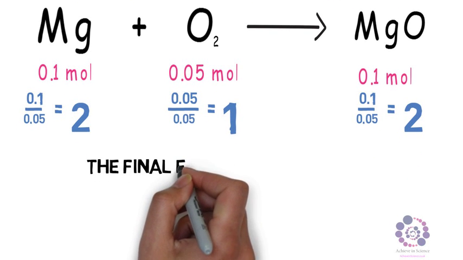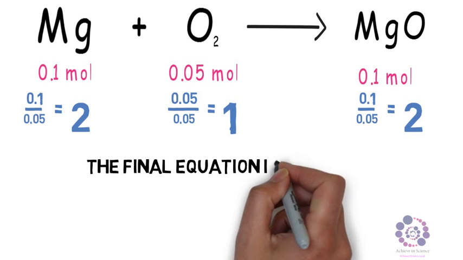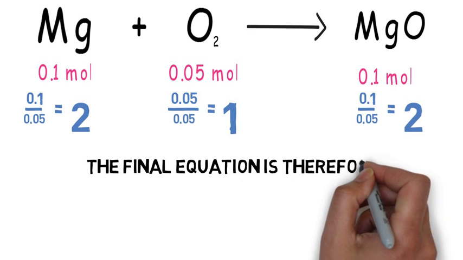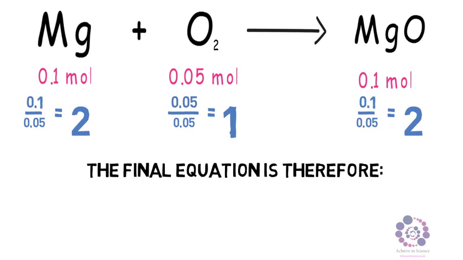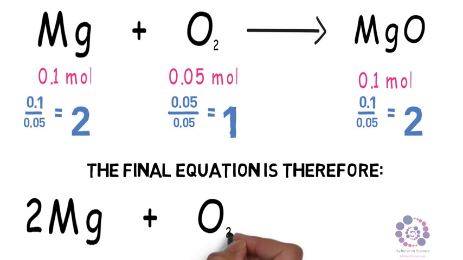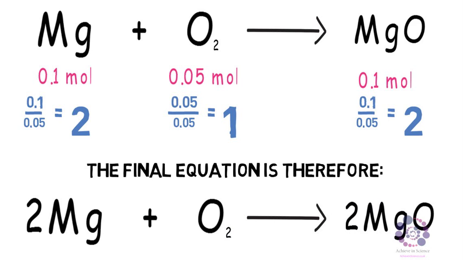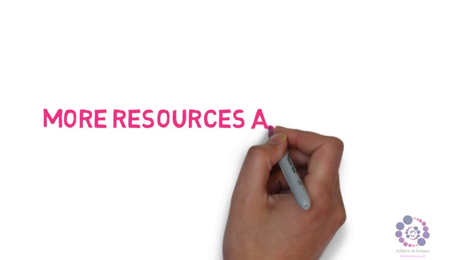The final equation is therefore 2Mg + O2 gives you 2MgO. So you use these ratios to now fill in the number in front of each of those elements and compounds.